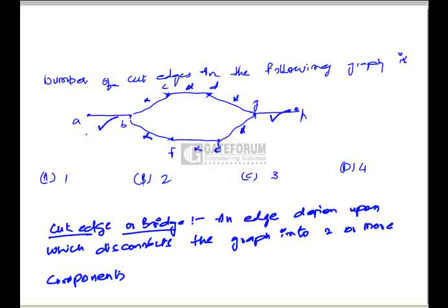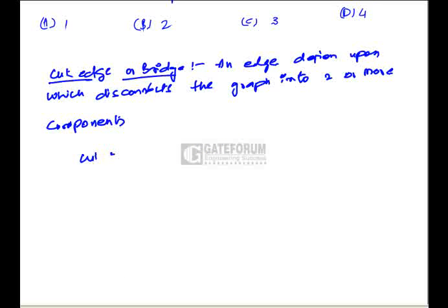So here there are only two cut edges. They are AB and GH. So cut edges for this graph are AB and GH. So the number of cut edges is 2, which is option B.